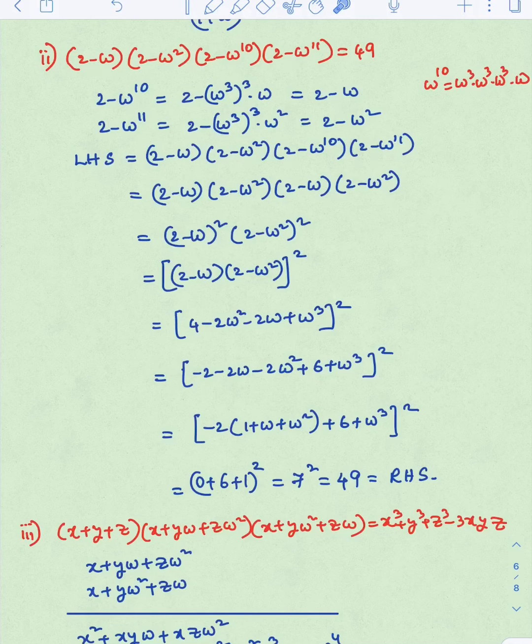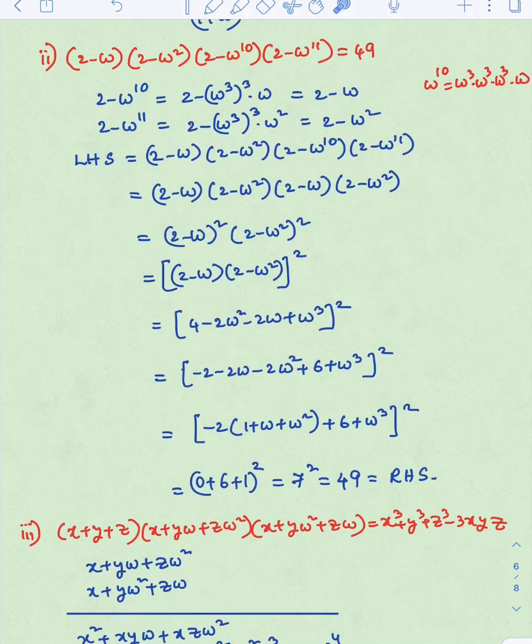Okay, now let us take LHS as it is. In that, the first two terms are the same. In place of (2 minus omega) power 10, put (2 minus omega). In place of (2 minus omega power 11), put (2 minus omega square), because their values are there. Here they are double: (2 minus omega) 2 times, (2 minus omega square) 2 times.